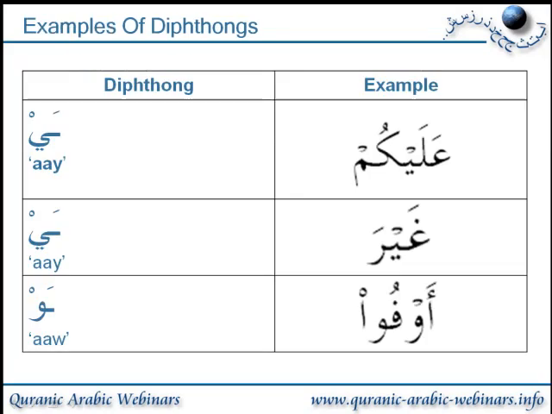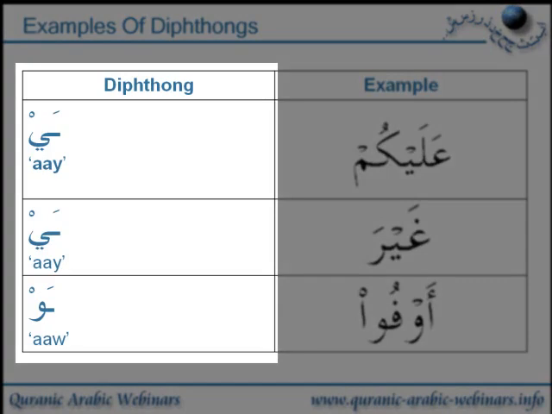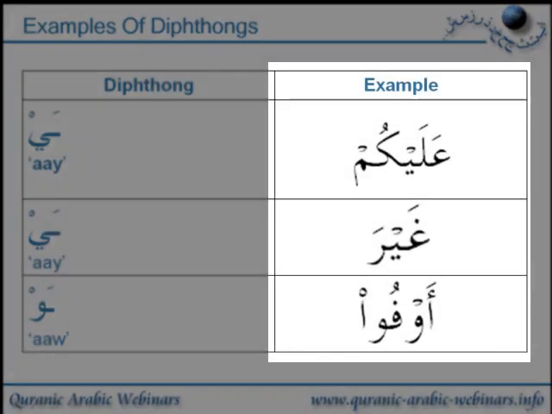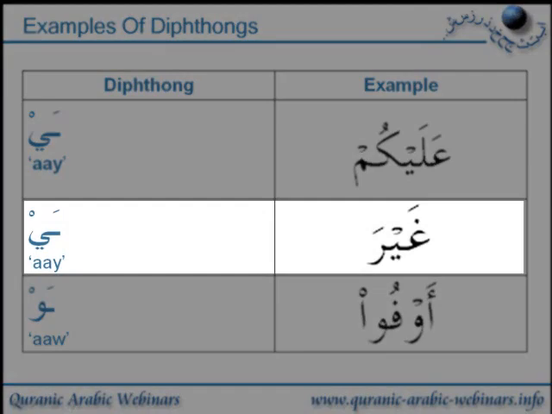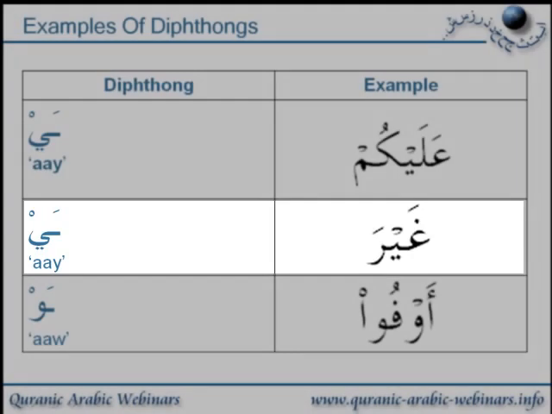Here are some examples of diphthongs. So on the left we're saying what type of diphthong it is, and on the right we've got the example. So the first one is what we've just done, alaykum. So that's the fatha followed by the ya sakin, the ay sound. The next one is ghayra, ghayra. So again, two long on the ghay, and ra is one long, ghayra. And that's again the ay diphthong.